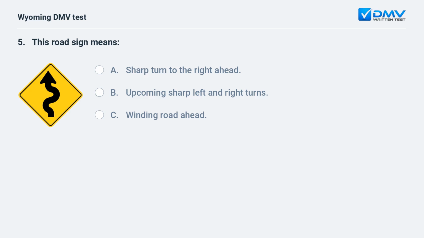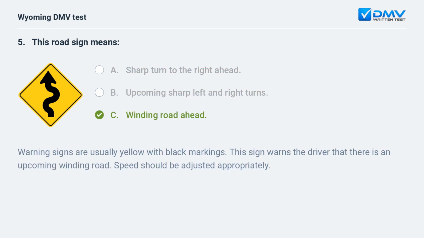This road sign means A. Sharp turn to the right ahead. B. Upcoming sharp left and right turns. C. Winding road ahead.